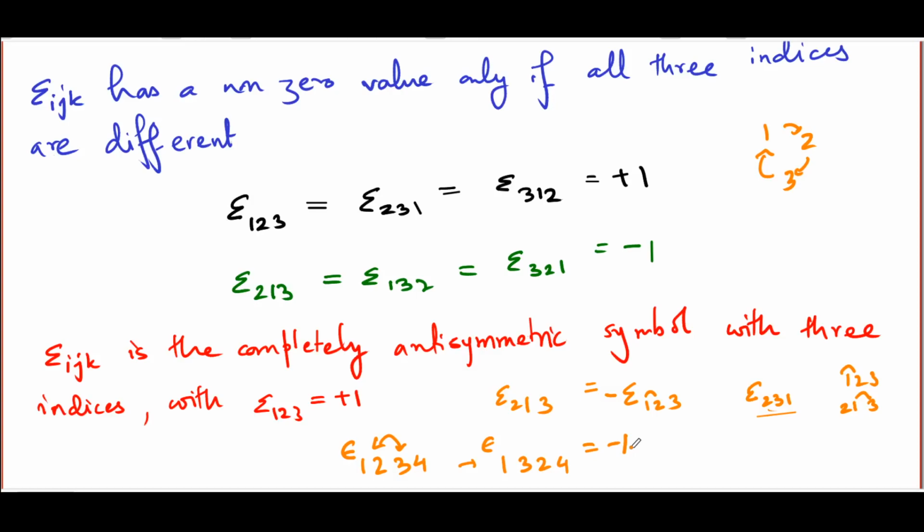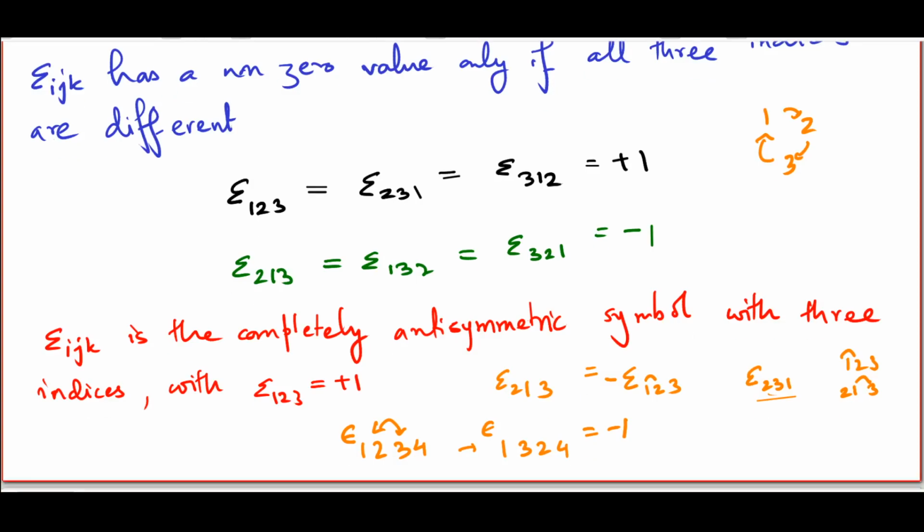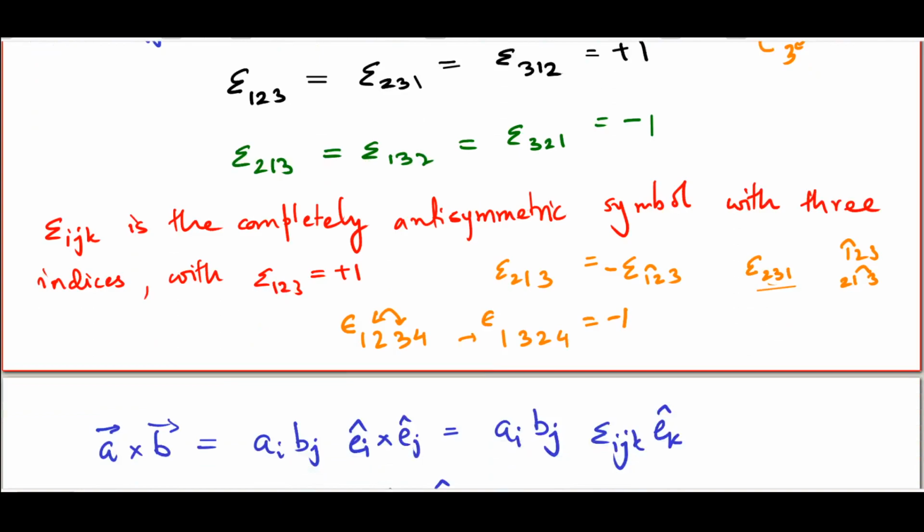Now that's the only thing that we have to worry about in the rest of this lecture, because we are stuck with a 3-dimensional world in these lectures. Using this epsilon symbol, we can write down the cross product of 2 vectors in a very compact fashion. Note that we have already gone a long way towards it when I wrote A cross B as a_i b_j e_i cross e_j. But now we know that e_i cross e_j is expanded in terms of the basis vectors in the form epsilon ijk e_k.